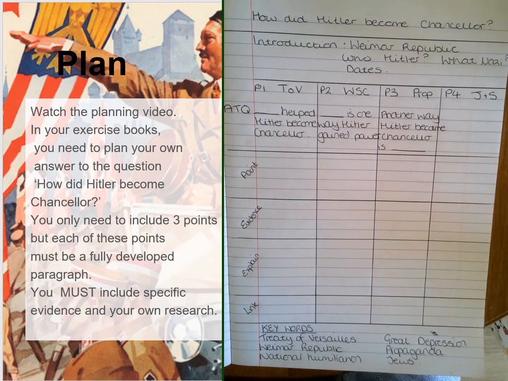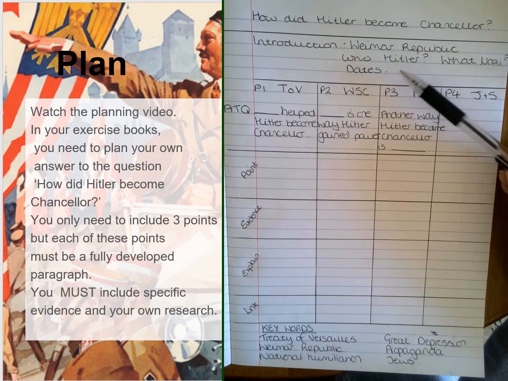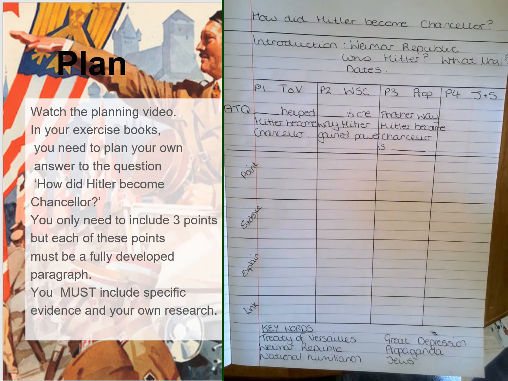So the first thing I'm going to do is just check my introduction. Now, we are all really good at introductions. We know that we need to set the scene and the context for what we are doing. So in my introduction, I know that I'm talking about the Weimar Republic because that was what was there before Hitler became Chancellor. I need to explain who Hitler is. I need to explain who the Nazis are. And I need to mention some dates. I know that that's what has to be in that introduction.